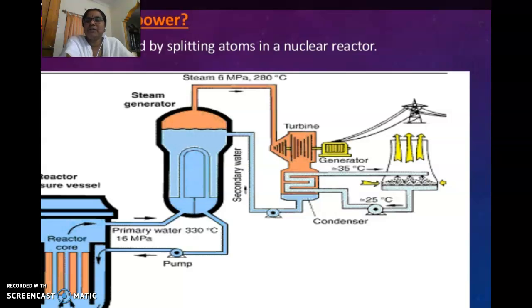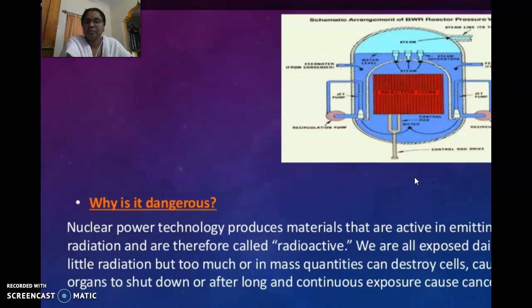So what is nuclear power? It is the energy produced by splitting atoms in a nuclear reactor. That's what I explained in the previous video lecture. So this is the reactor, primary water, the pump, the steam generator, and with the help of turbines it generates electricity. So this is a chain-like process.